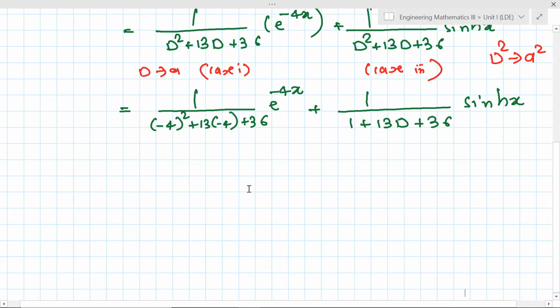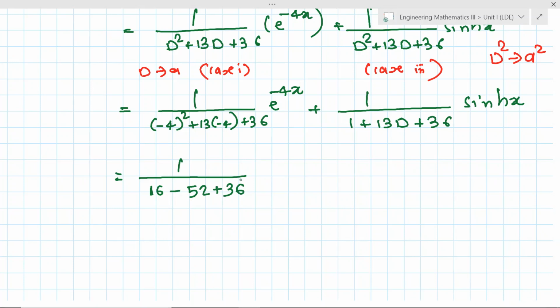Next term, what is minus 4 square? It is 16. So this is equal to 1 upon 16, then minus 4 square is 16, plus 13, not plus, this is minus 13 into 4, I think 52, plus 36. And if we do this, this is nothing but, I think case fails here. So 16 minus 52 plus 36, 0. e raised to minus 4x. Now case fails here.